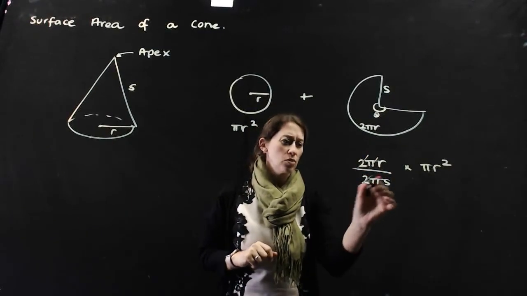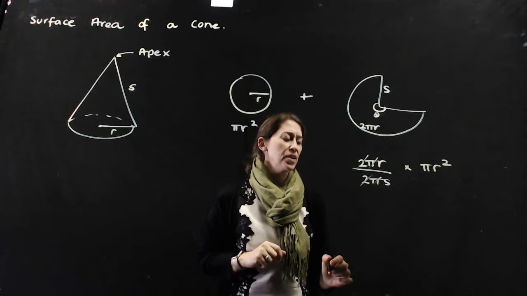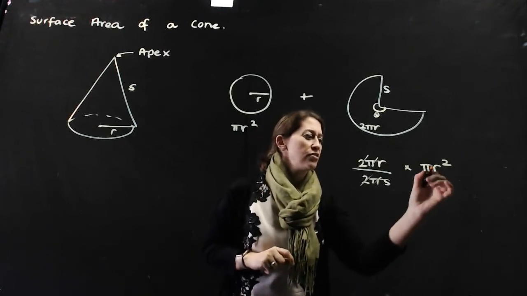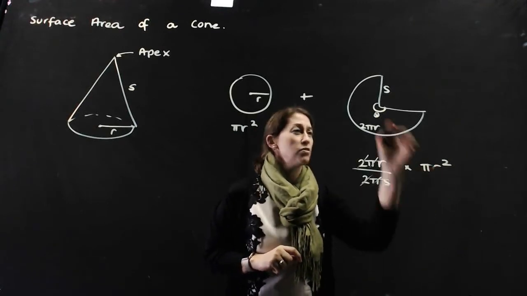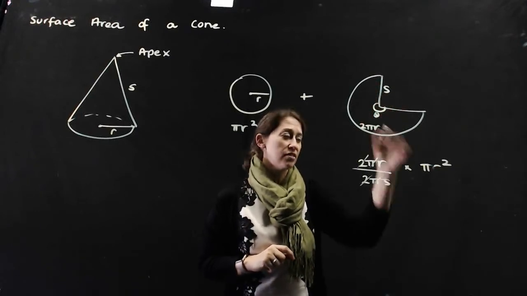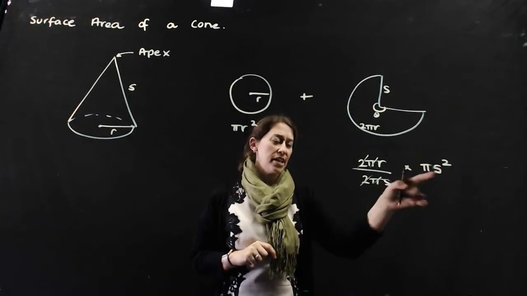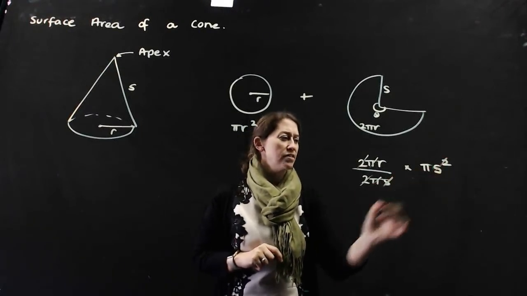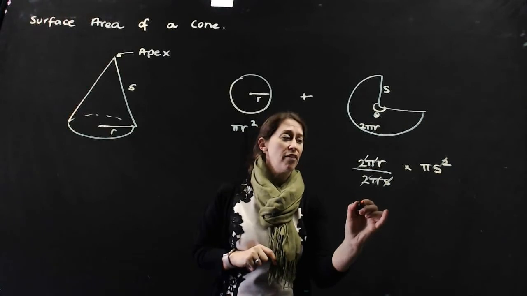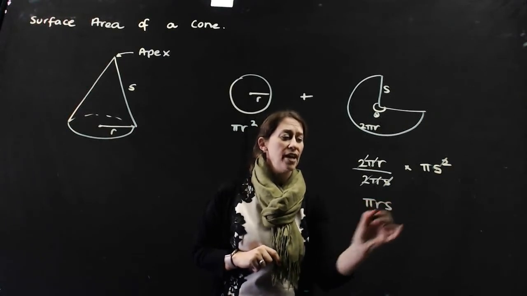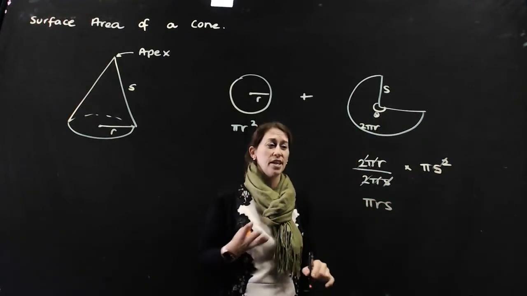Now let's do some cancelling here. The 2's and the pi's will cancel. We're left with r over s. Apologies, that should be s squared. I've put r squared there, but obviously I'm dealing with the radius of this particular sector, so it should be s. And let's do some cancelling here. We've got s and one of those s's can cancel. So I'm actually just left with pi r s for this curved surface.